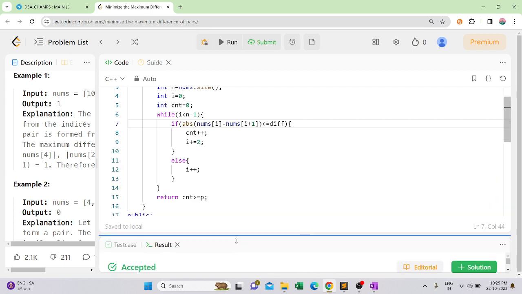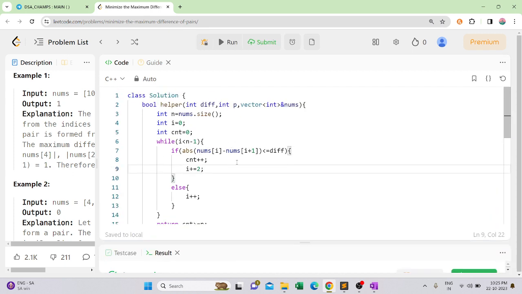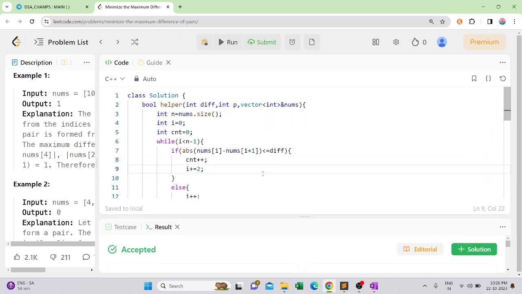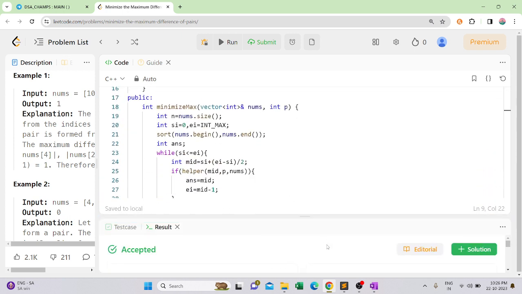It got accepted. I hope you all got the concept. The main concept was we will always take the difference of the adjacent numbers in the sorted numbers and not any random pair of indices, because we need to minimize the difference, right? So yeah, that's the solution.